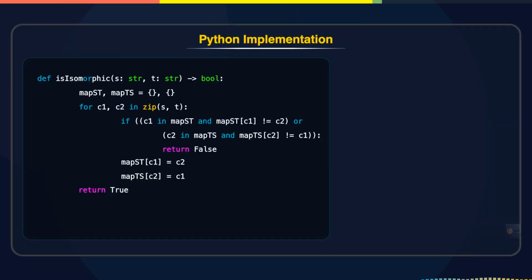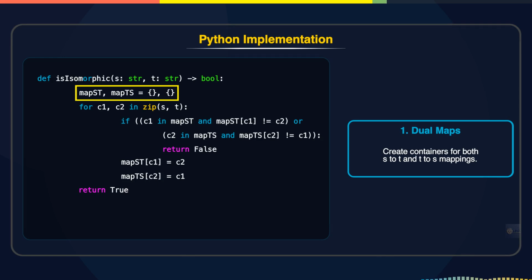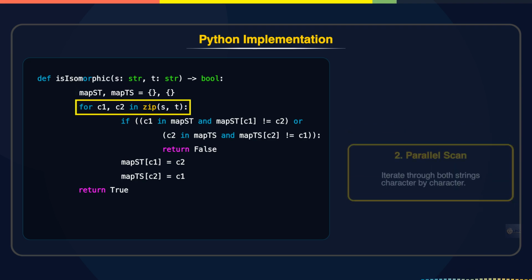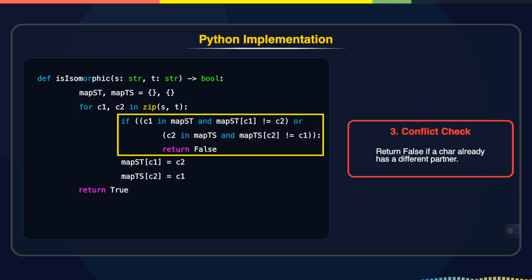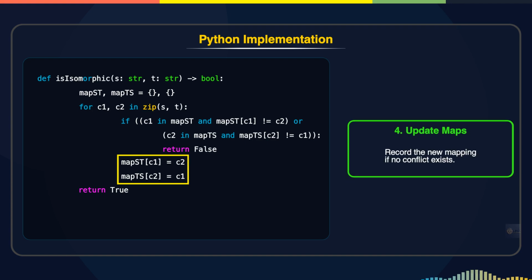We initialize two empty dictionaries, S to T, and T to S. We iterate through both strings simultaneously using the zip function. For each pair of characters, C1 and C2, we check if a mapping already exists. If C1 is already in our map but points to something other than C2, or if C2 is in our map but points to something other than C1, we have a conflict. We immediately return false. Otherwise, we update both maps and keep moving. If we finish the loop, we return true.